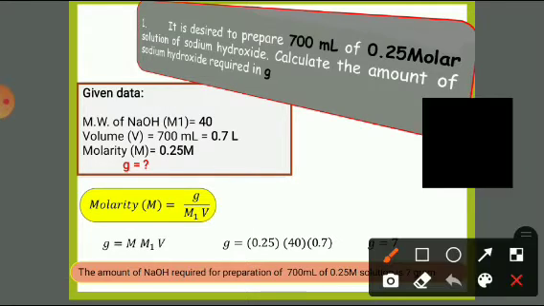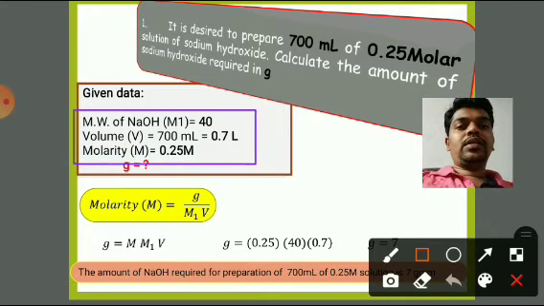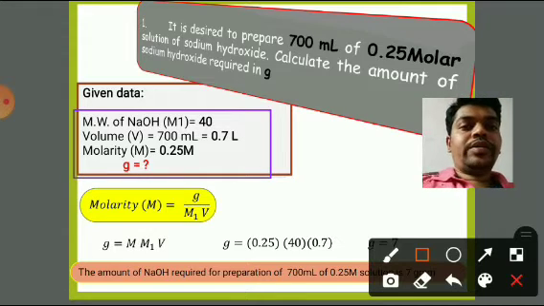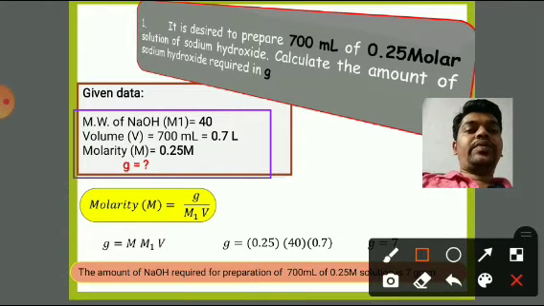So in this problem, the given data we can write down: the molecular weight of NaOH, which is represented by M1 here, is 40, because in this solution the sodium hydroxide is taken as a solid. The volume of solution that we have to prepare is 700 ml, in liter we can write it as 0.7 liter. And the molarity of that solution, capital M, is equal to 0.25 M.